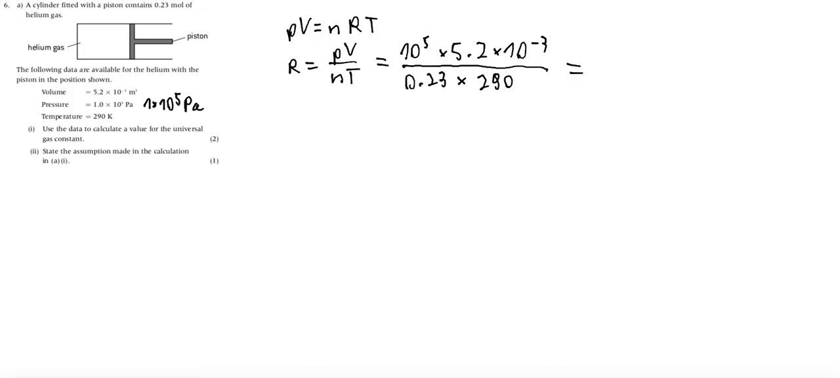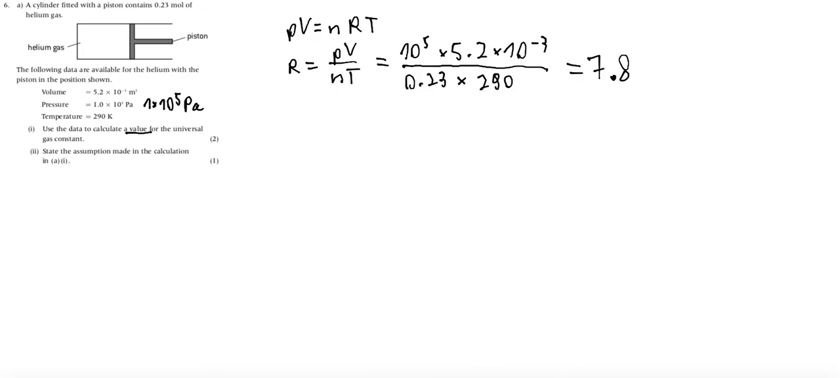divided by 0.23 multiplied by 290. Finally, I have 7.8. Okay, the question is about value. You don't need to write a unit. Okay, so due to this data, the value is 7.8.